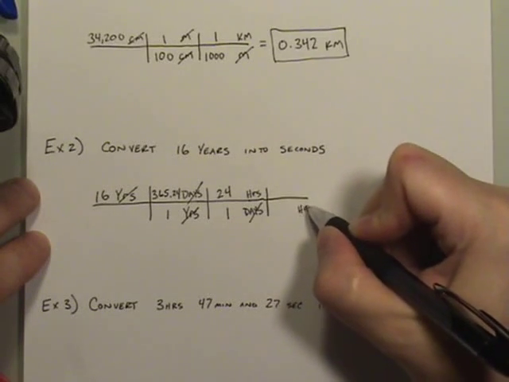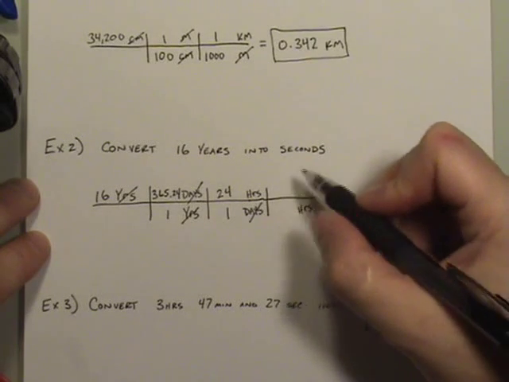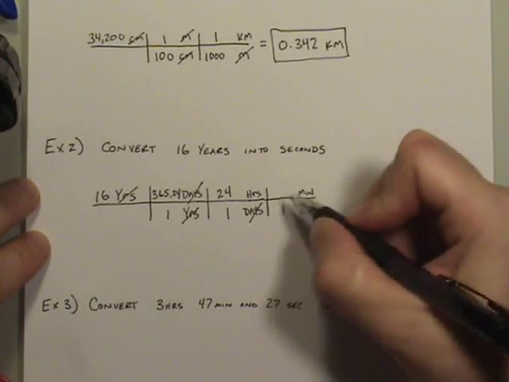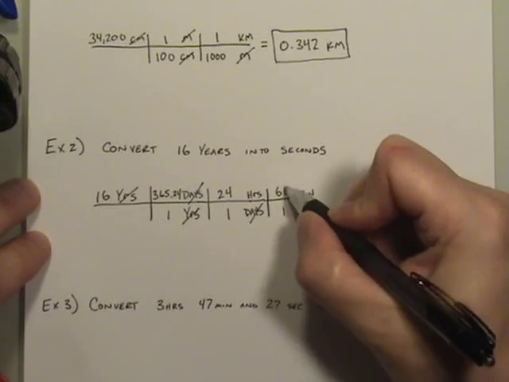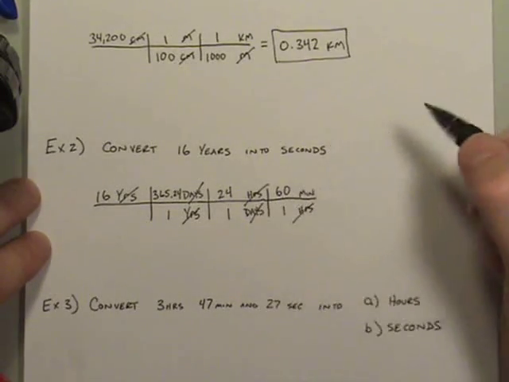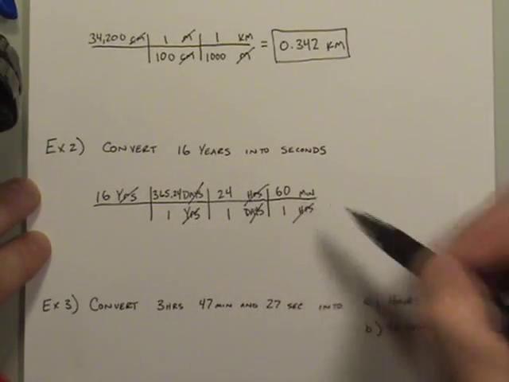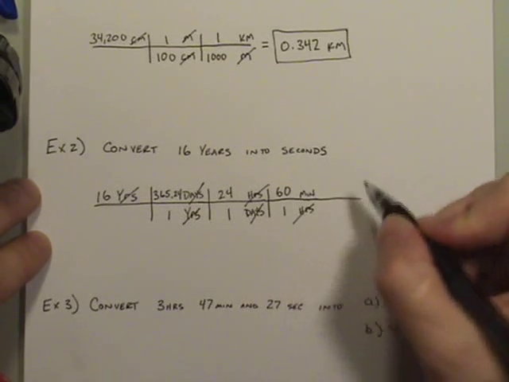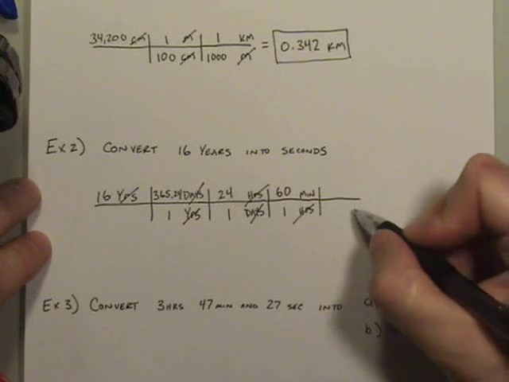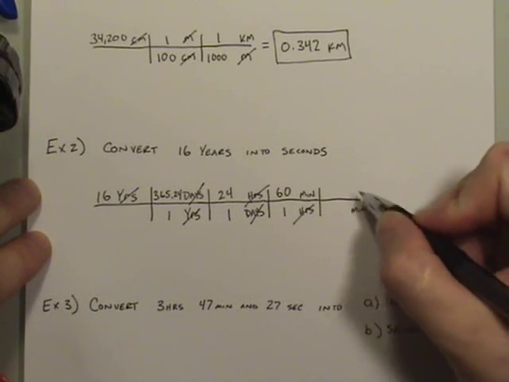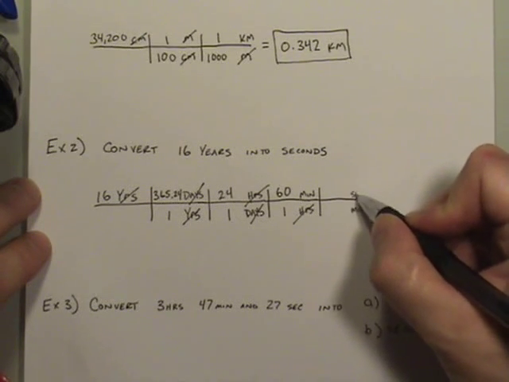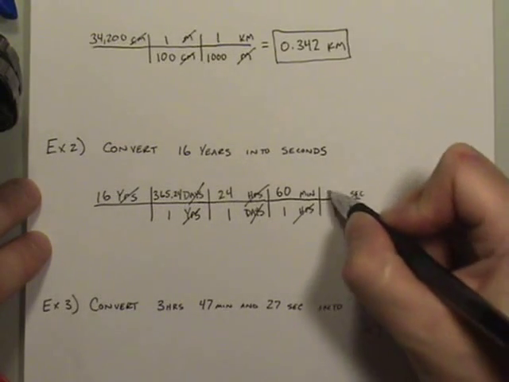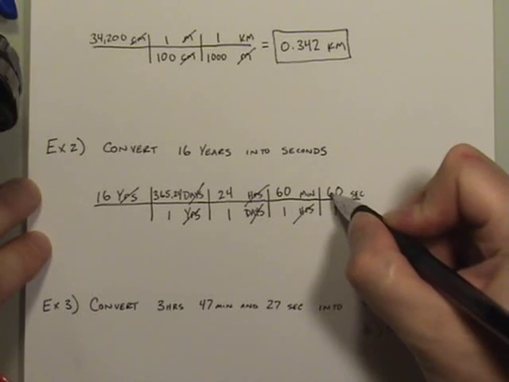From hours, I might try to go to minutes. So for every 1 hour, I know that there are 60 minutes. I see the cancellation of my hours. All my units so far have canceled out except for the minutes here. That's still not the final units, so we want to extend it one more time. And now I want to go from minutes to seconds. I know that in every 1 minute that there are 60 seconds.